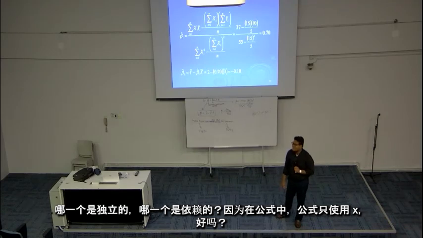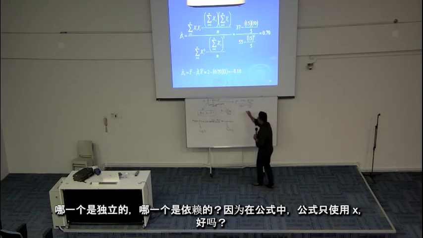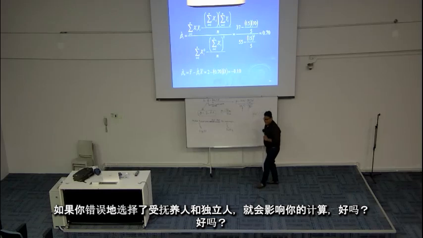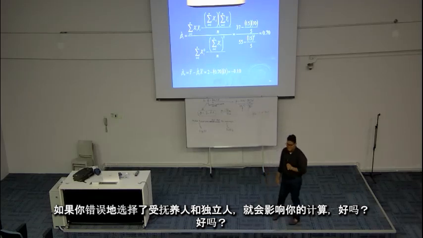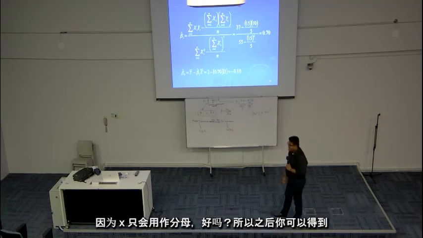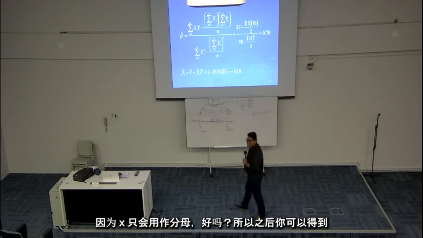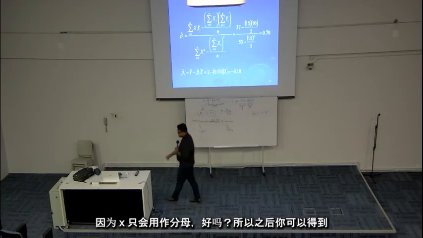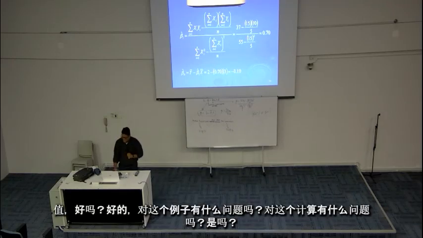Why is it important for us to correctly identify which one is independent and which one is dependent? Because the formula only uses x. If you wrongly choose the dependent and independent, it will affect your calculation, because only x will be used for the denominator. So after that you can get the value. Any question for this example? Any question for this calculation?